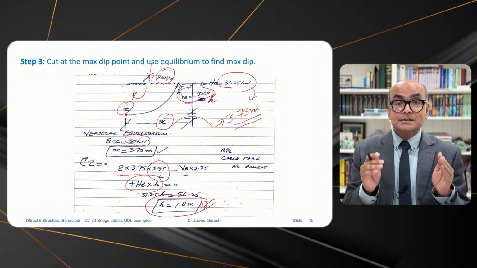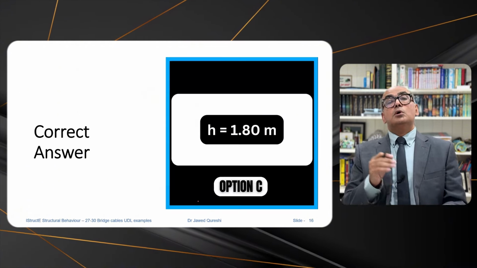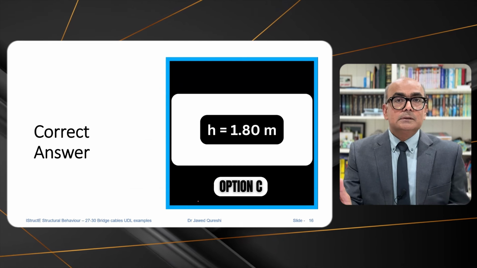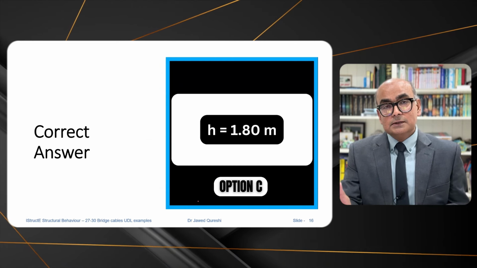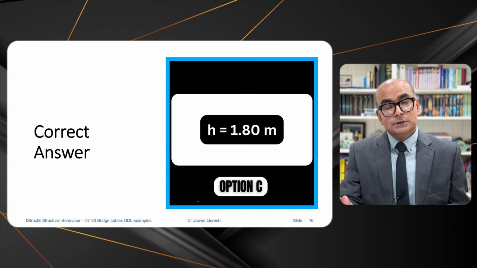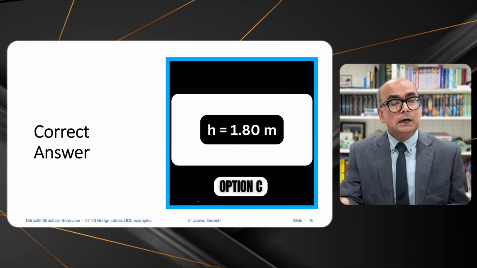Now tell me, did you get this right? So the correct answer is option C, which is 1.8 meter. Just check if you got it right or not. If you haven't, then watch back this tutorial, download the lecture notes, and have a look at how it is solved.